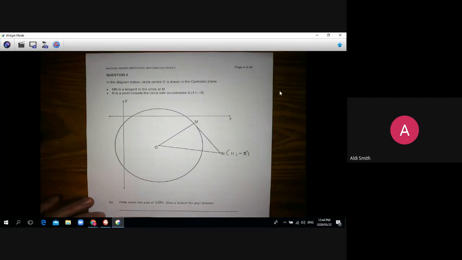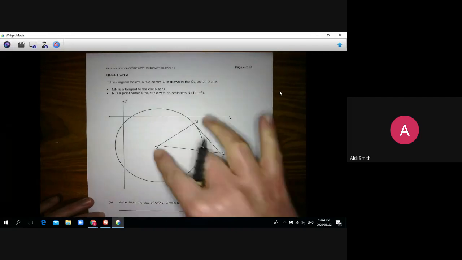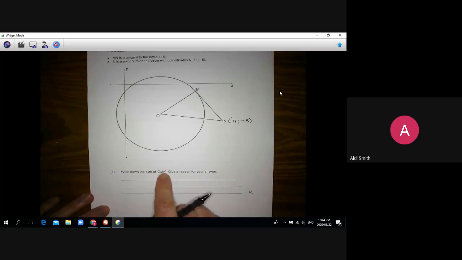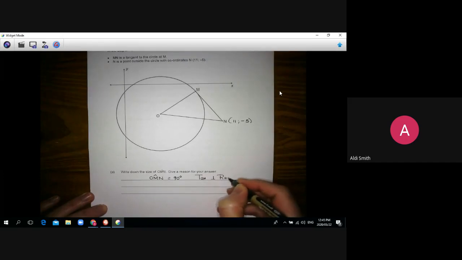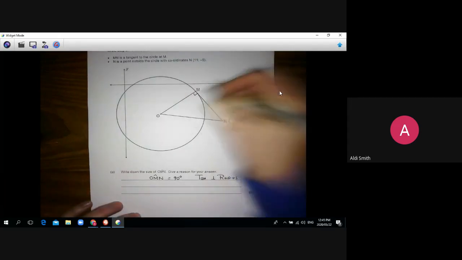So we now know already, because MN is a tangent and we know O is the center, we know this is the radius. So I can then immediately just go and say OMN is equal to what? This is an easy question. Come on, guys. Are you still there? 90. Great. And my reason is going to be tan rad: tangent perpendicular to radius. Thank you very much. Right, so that was simple. So I can put that 90-degree angle in there.